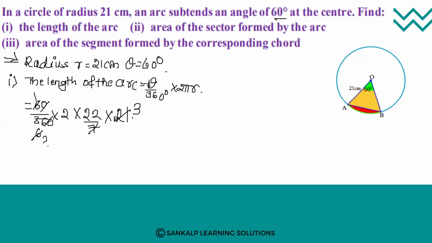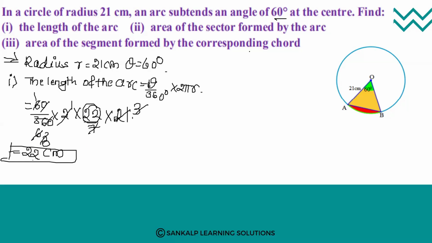2 threes are 6 and 2 ones are 2. 3 will get cancelled. So finally what you will get? Only 22. So 22 centimeter is the length of the arc. So second question, what do they ask?